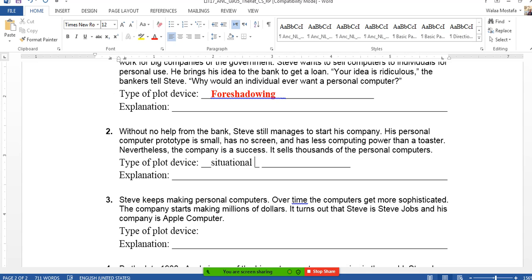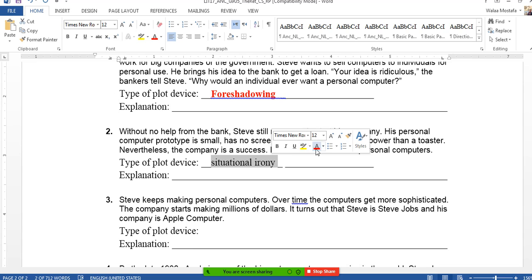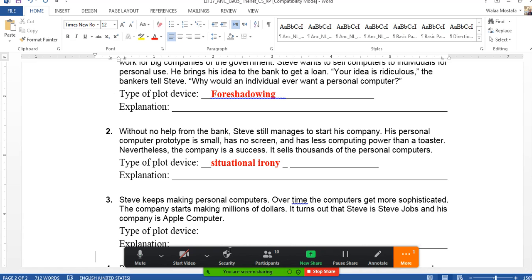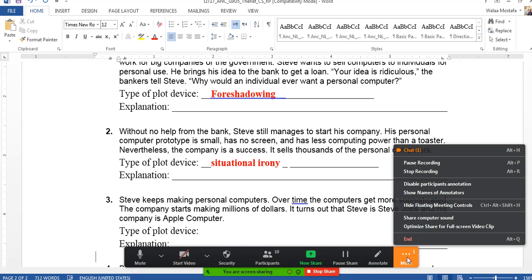This is number 1. Number 2, prototypes. It means that it is like a typical model, like the first model of the computer, from which all the other computers are advanced or copied. It was small, it had no screen, it had less computing power. A toaster has more power than it. So this is the meaning of prototype. It means the basic form of anything, of a machine or a device. Did you get it? Yes.